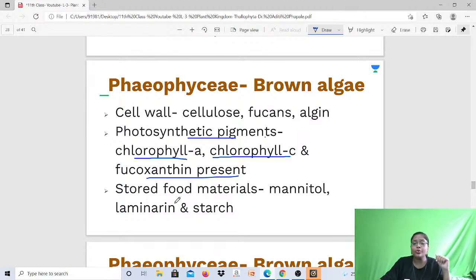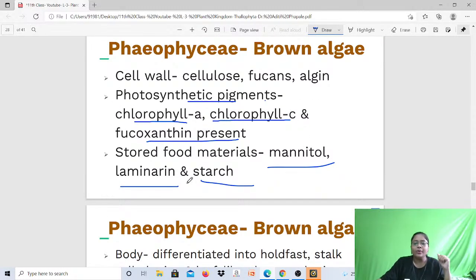They also have stored food materials, or you may say it's a reserve food which is present in them. Whenever they do not get food, let's say, and they are hungry, then their body will use the stored food material. So stored food is present in the form of mannitol, then laminarin and starch. Mannitol, laminarin as well as starch. Theek hai? Now again, these are complex carbohydrates, understand? You know, they all are polysaccharides.